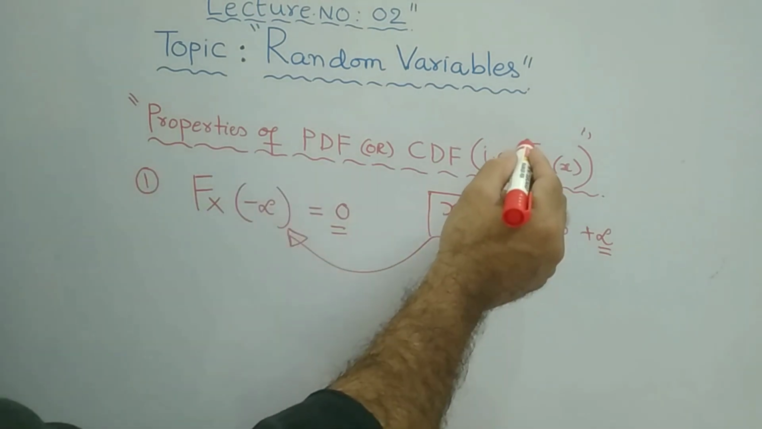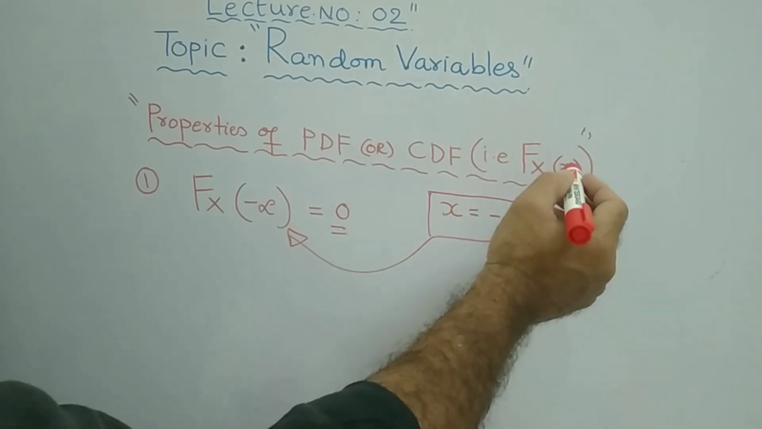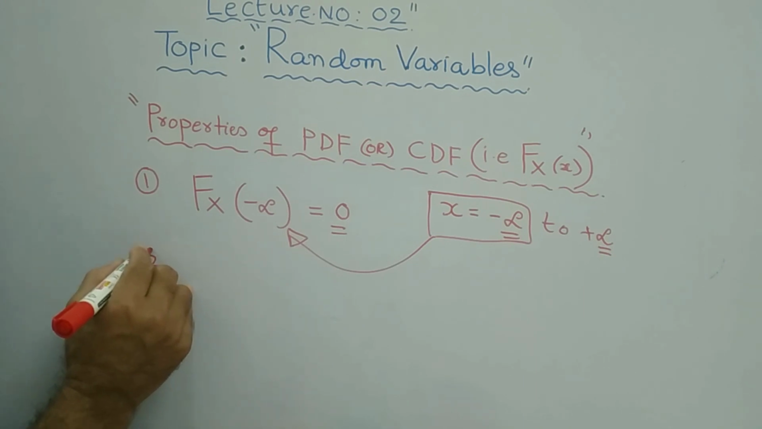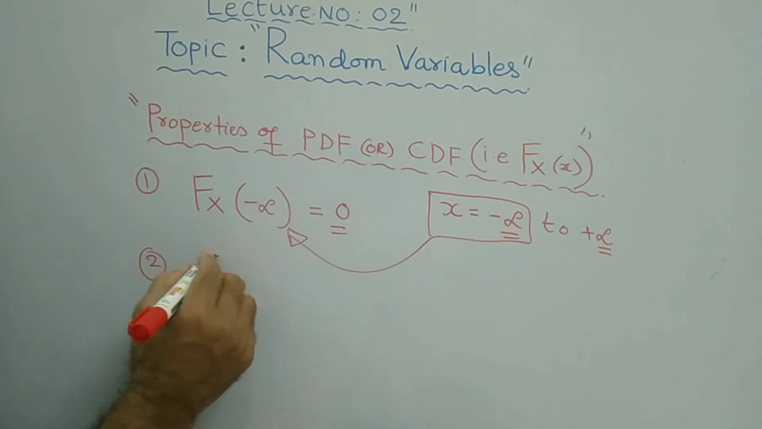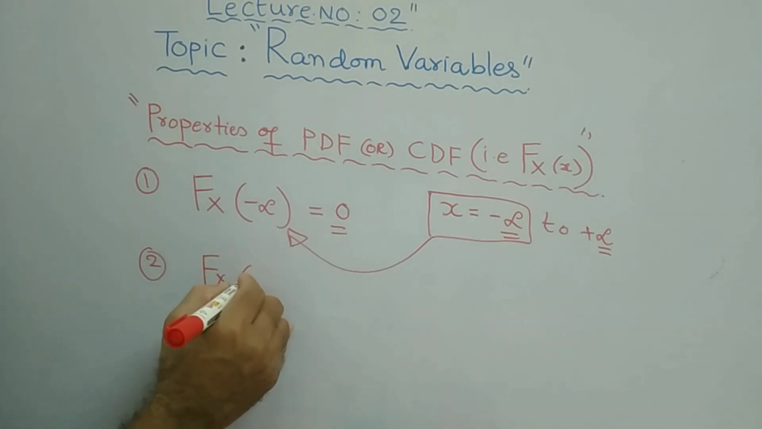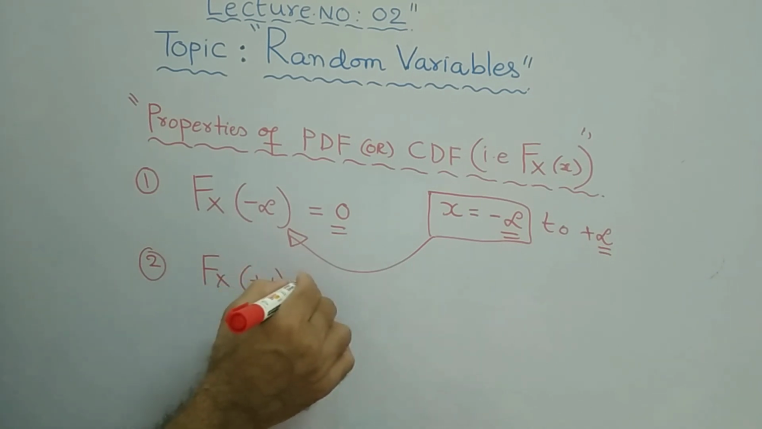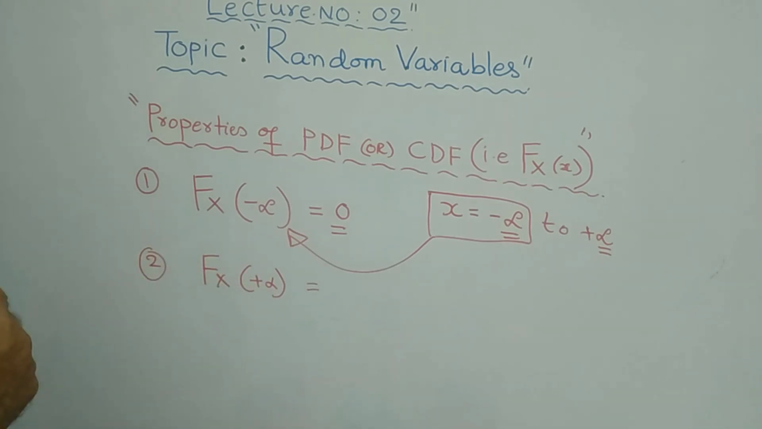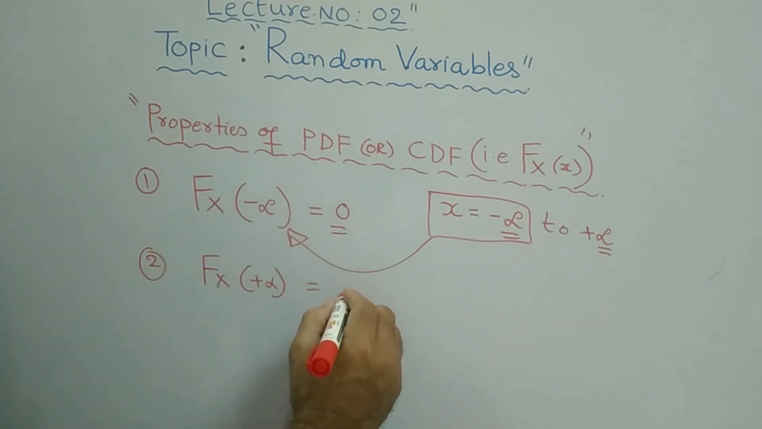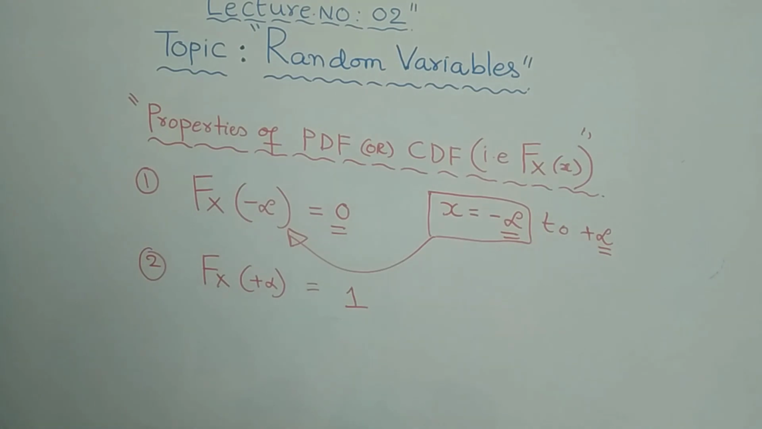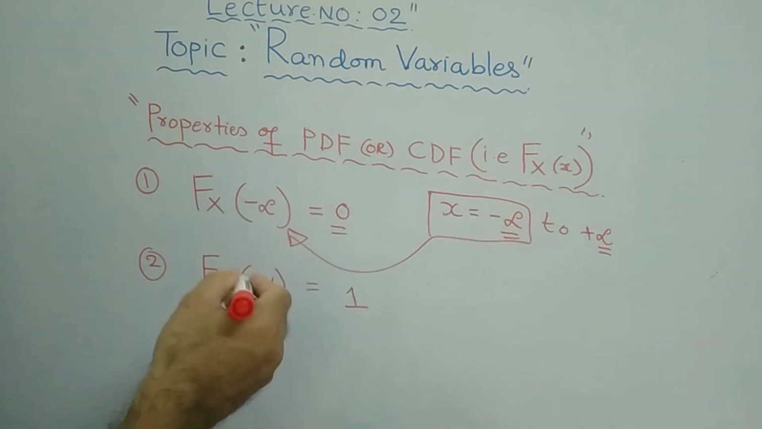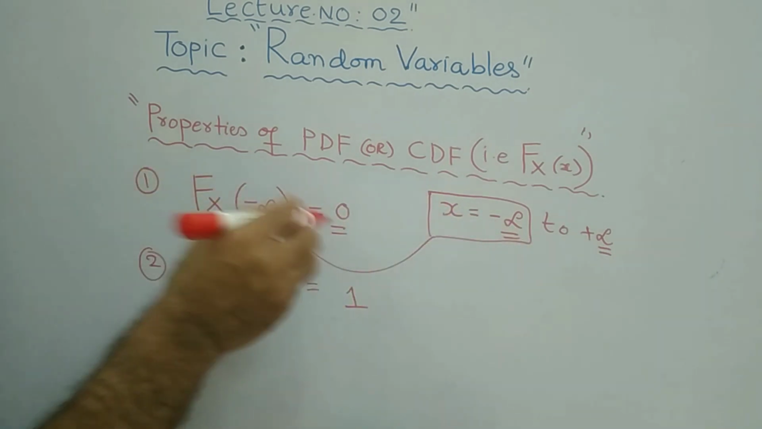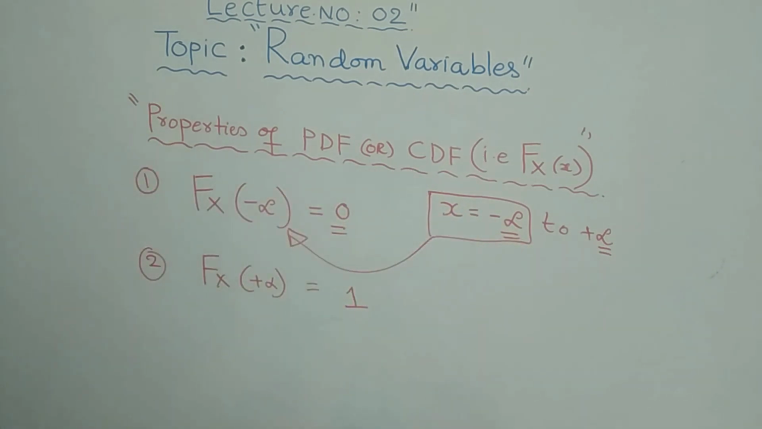Similarly, what is the distribution F of x value at x equal to plus infinity? That is your second property. So the second property is F_X at plus infinity. What is the distribution function at small x equal to plus infinity? It is 1. Therefore, at x equal to plus infinity, the distribution becomes 1, whereas at x equal to minus infinity, the distribution becomes 0. These are the two.